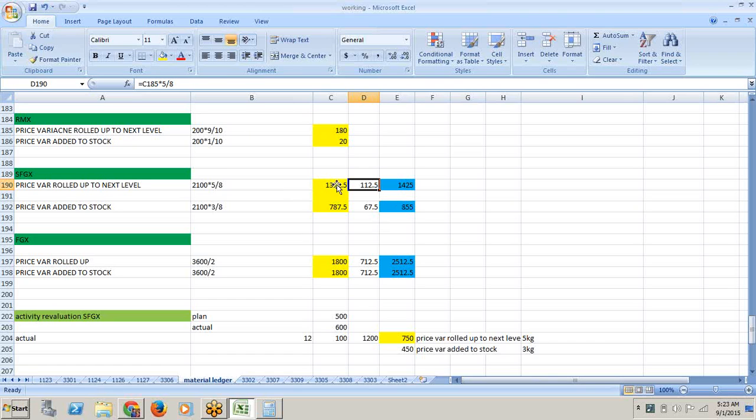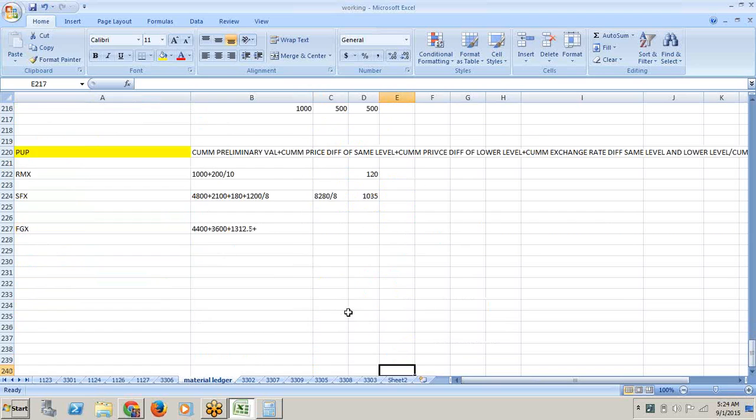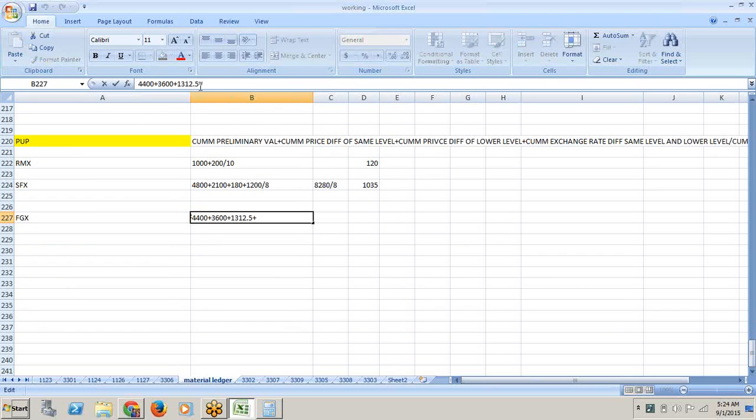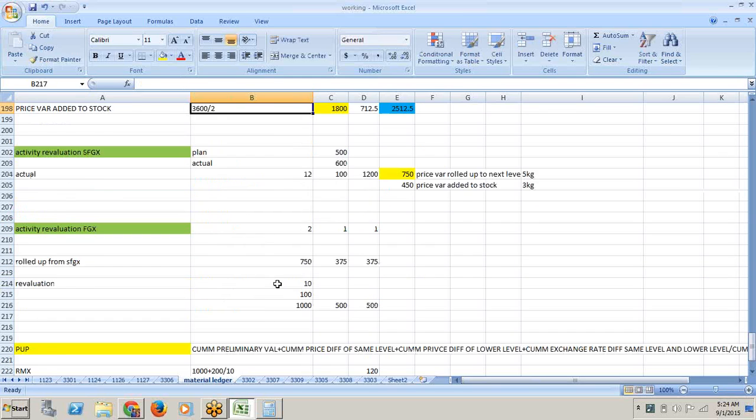Rolled up to the next level, it includes materials, right? So you have to enter directly 1425. This was rolled up to this level and this was rolled up to this level. Raw material X prices also will be there now. The final price which is rolled up to the next level is 1425, not 1312. It's 1425. It includes raw material X prices also, 1425 here.